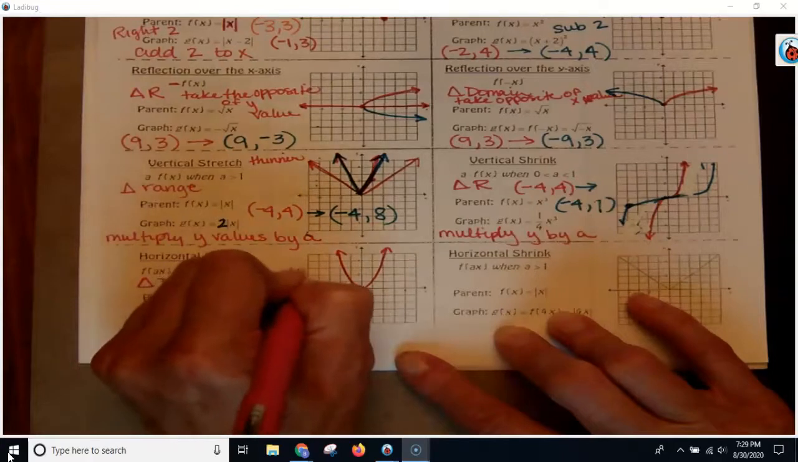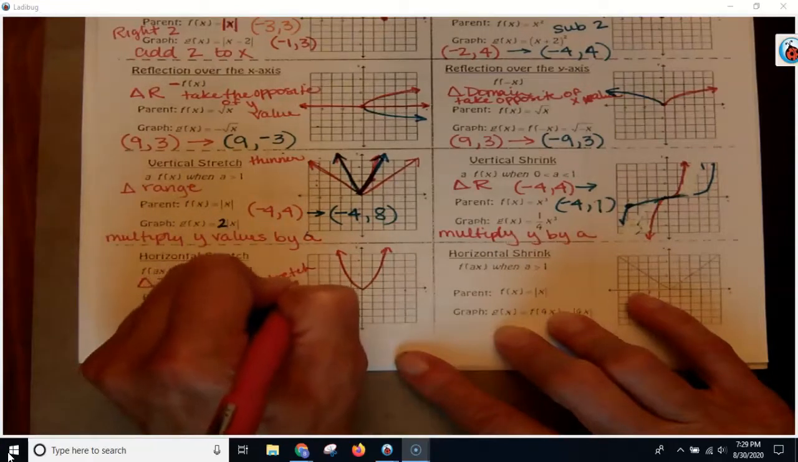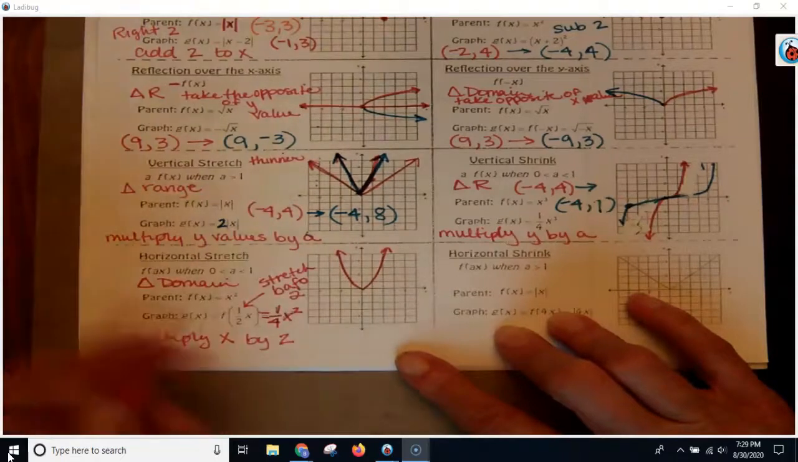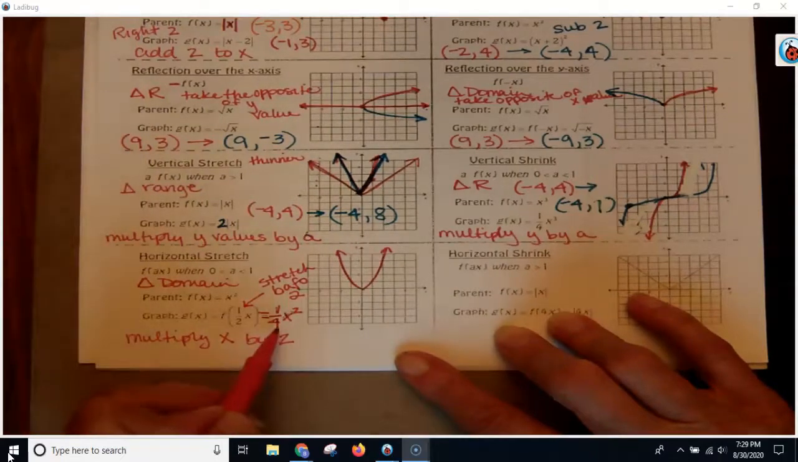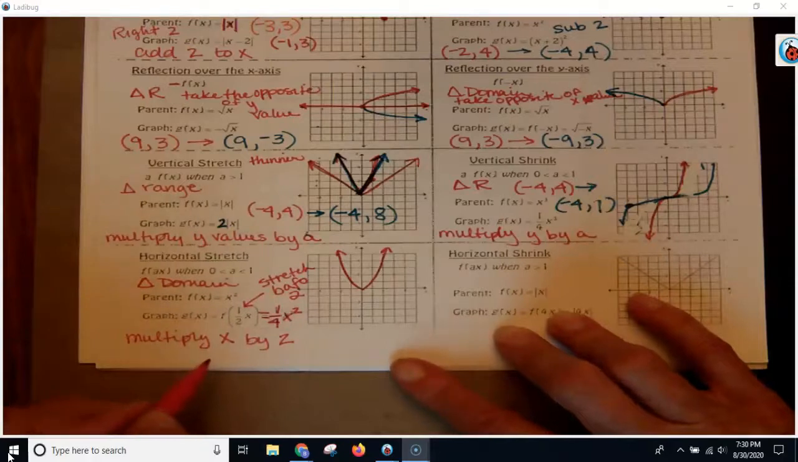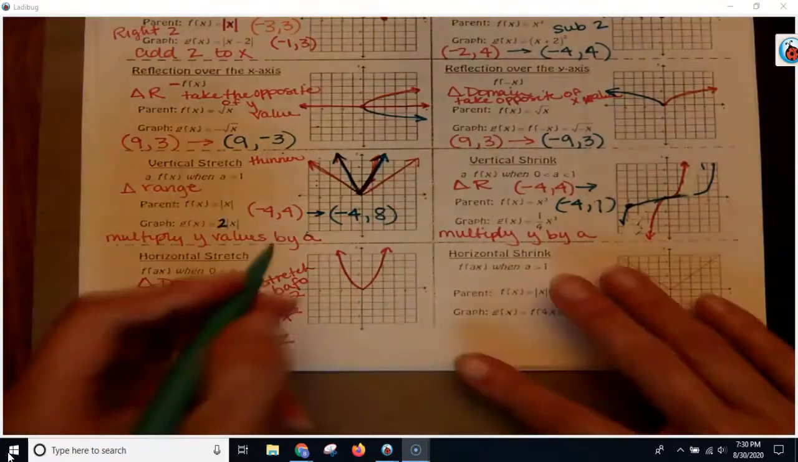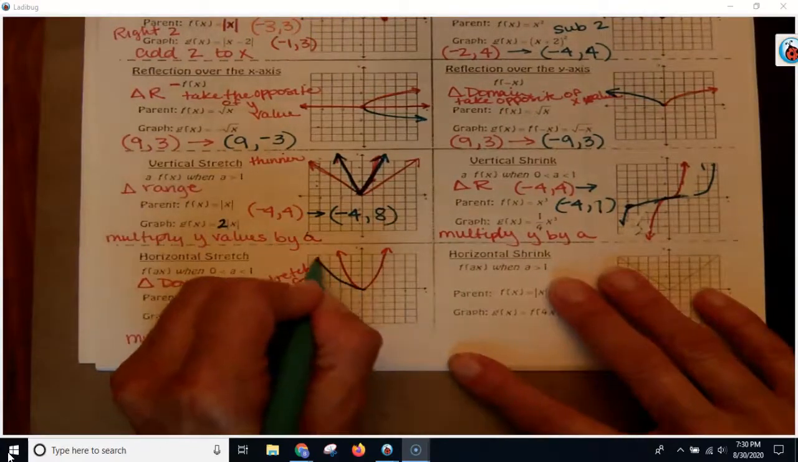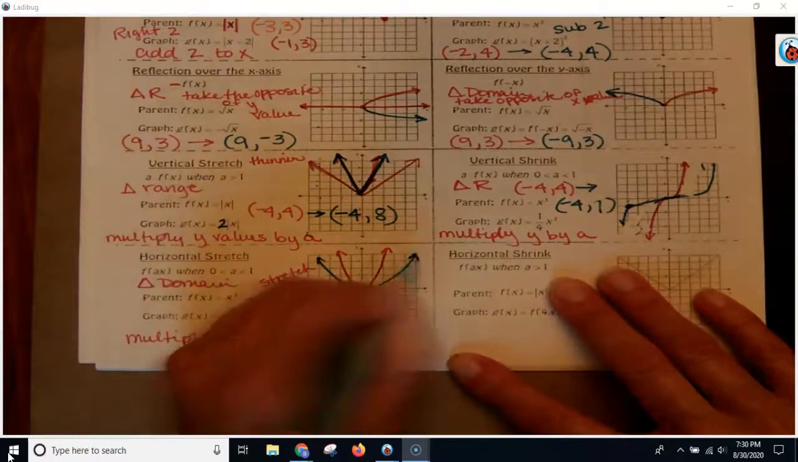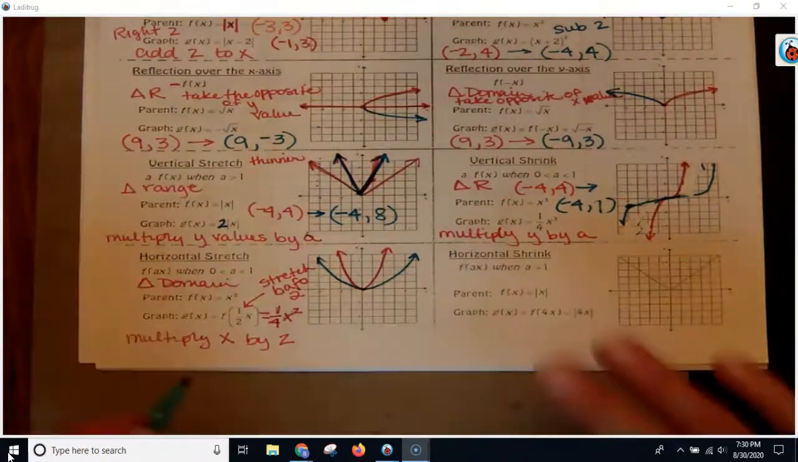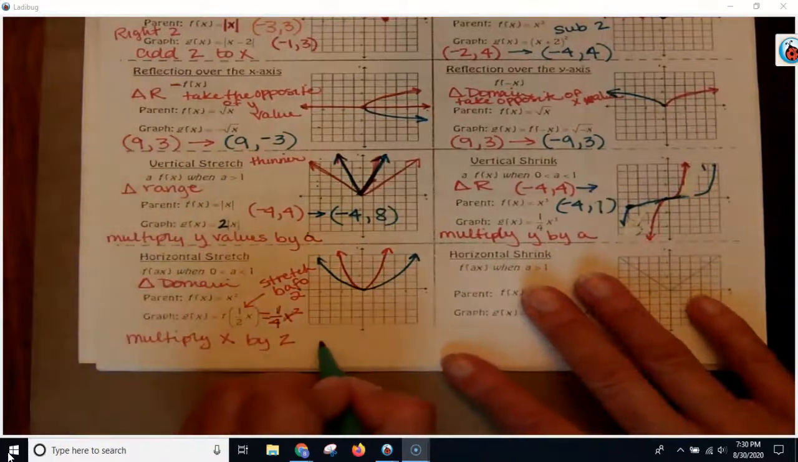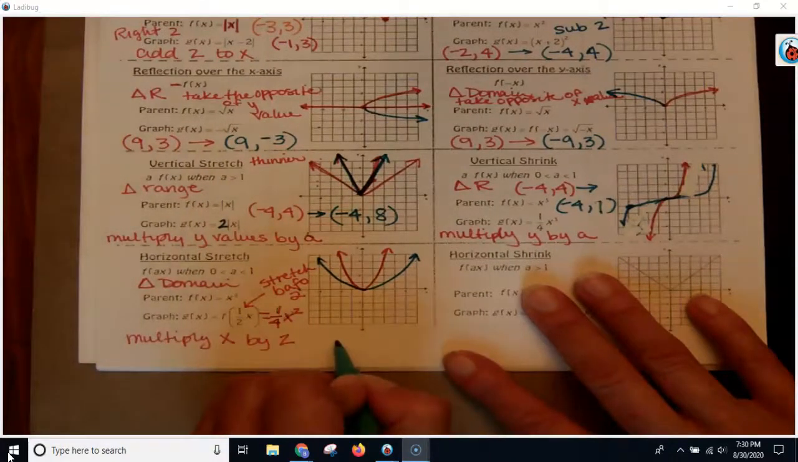Stretch by a factor of 2. Even though it turns out to be 1/4 x squared, this is what your factor is. This is what you're looking at. This is what's happening. All right, so now when I graph it, it's going to go out like this.